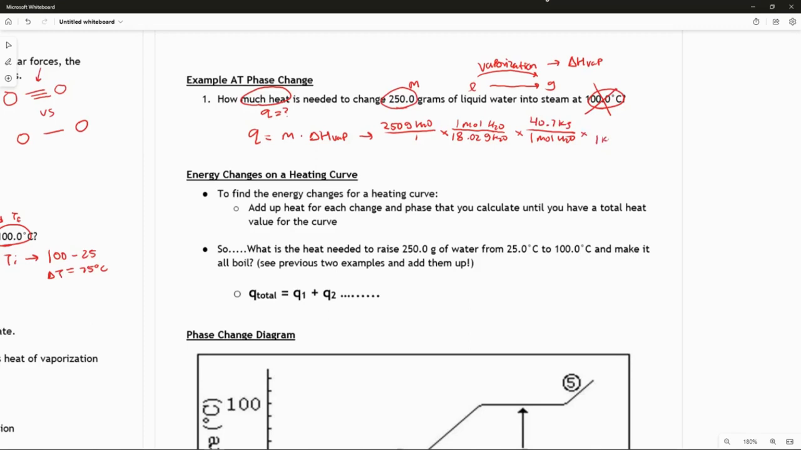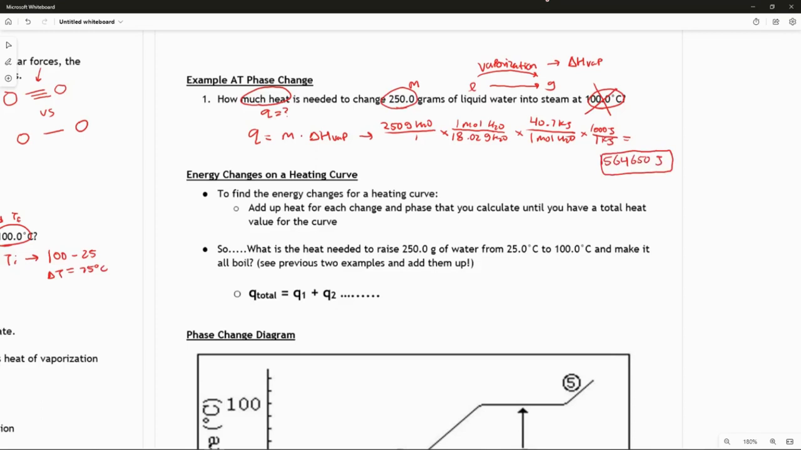So every 1 kilojoule has 1,000 joules. That's because kilo is the prefix that means 1,000. So when we multiply everything across, 250 times 40.7 times 1,000, and then click enter on your calculator and divide it by 18.02, you're going to get 564,650 joules. We convert it into joules, so joules of energy.